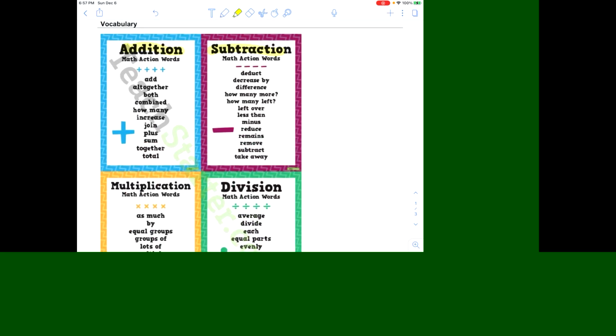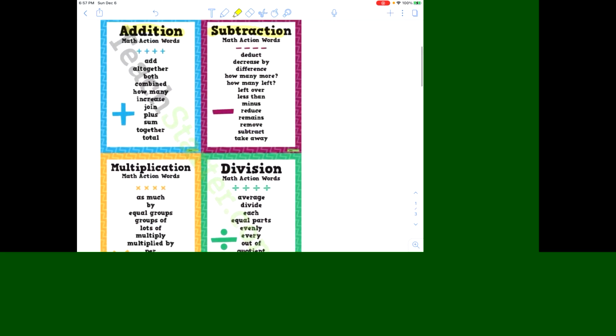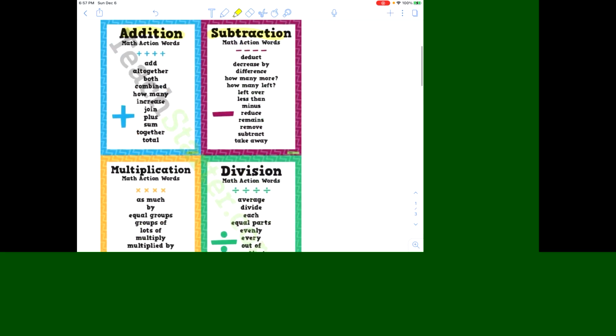So one thing that would be a great way to start is to pause the video, look over these words a little bit, make sure you have seen all these words before, that you know what they mean. Spend some time thinking about why these words mean what they do as far as addition, subtraction, multiplication, division. And then this is going to be a really helpful chart for you to refer back to while you're working on these assignments.